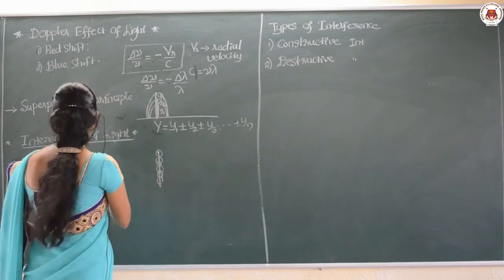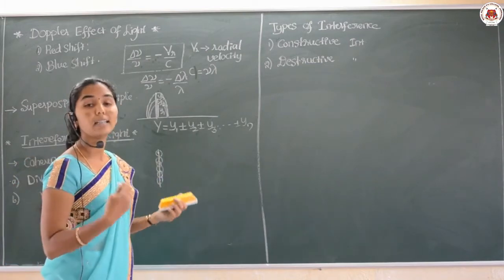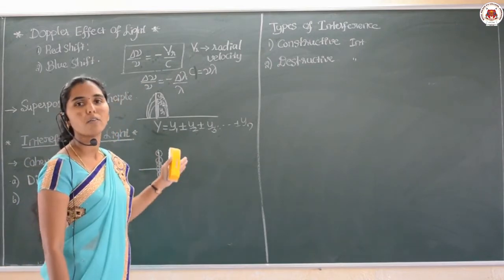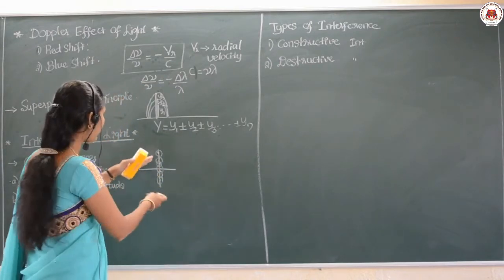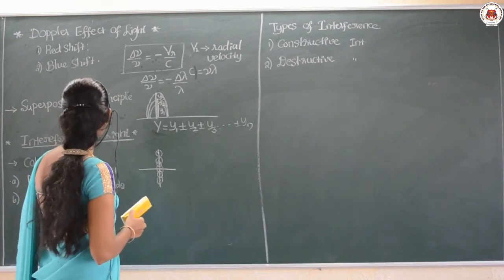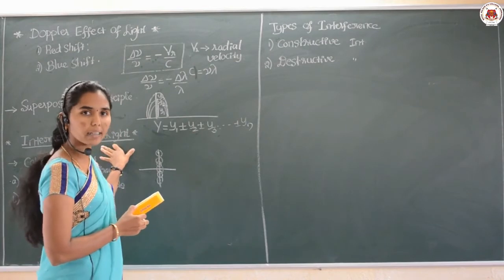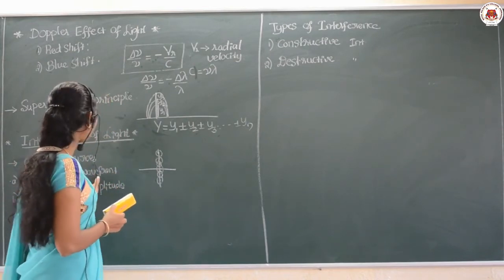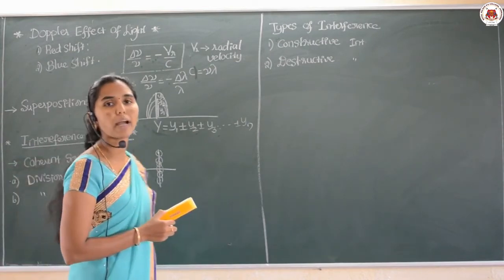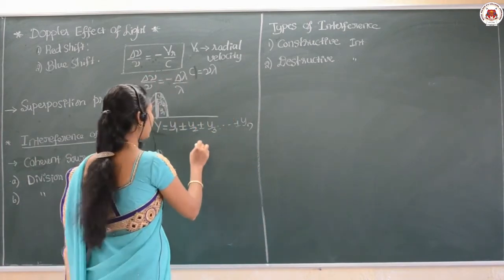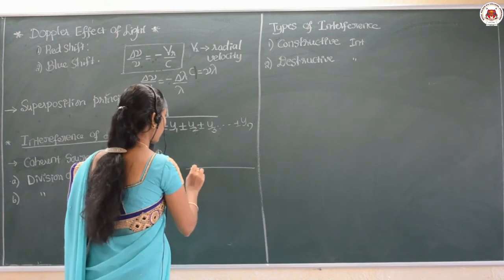And if you want to get the interference of the light, we need to divide this wavefront. We have to divide. So, the coherent sources and the interference of the light can be obtained either by division of the wavefront or by division of the amplitude. Sometimes we can divide the amplitude also. What is the amplitude?